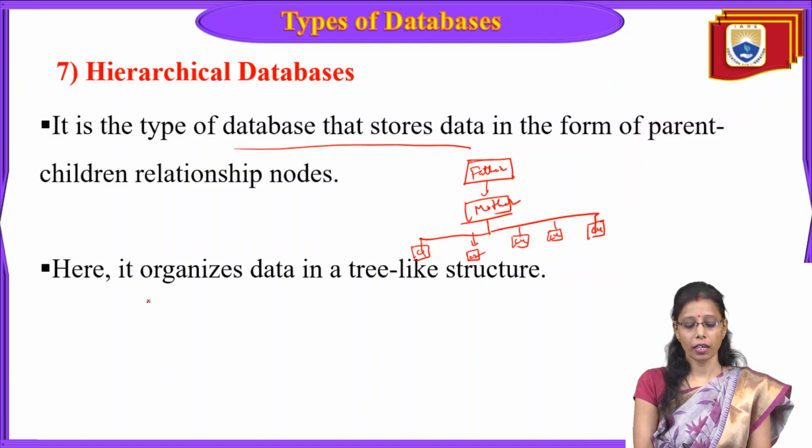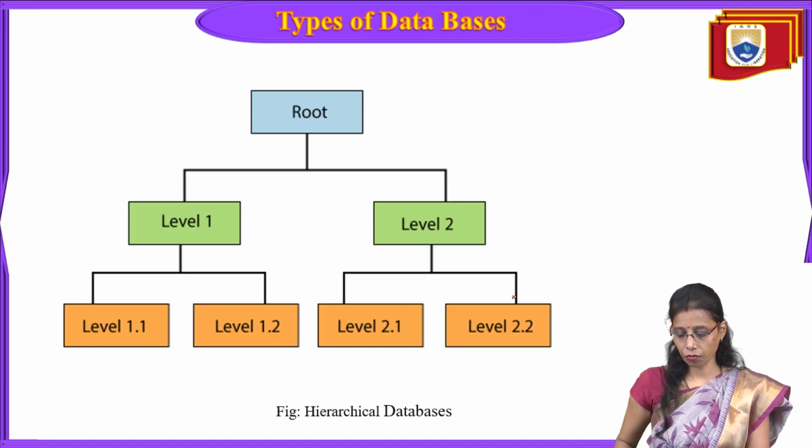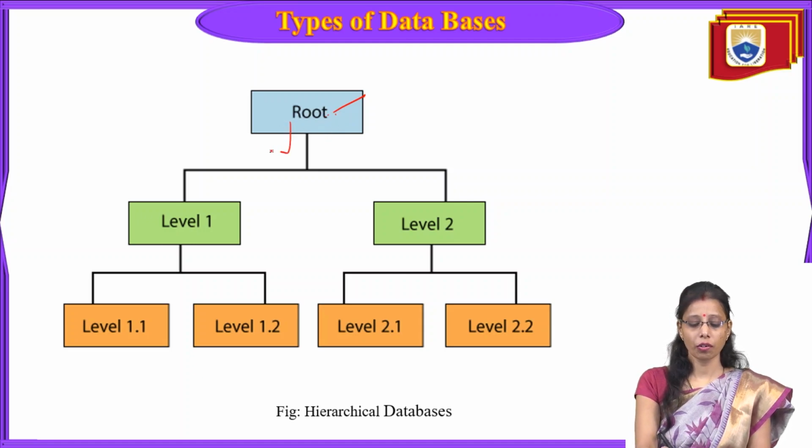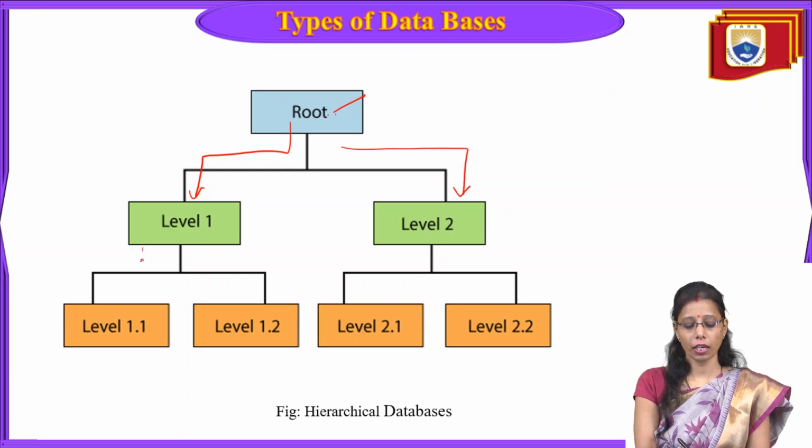It starts here, and it organizes the data in a tree-like structure. Always it will be a tree-like structure in format. Suppose, for example, this is the tree-like structure. It has a root here, so it's a reverse tree-like structure, we can say. From the root you have level 1 and level 2. In level 1 you have level 1.1 and level 1.2. In level 2 you have 2.1 and 2.2.